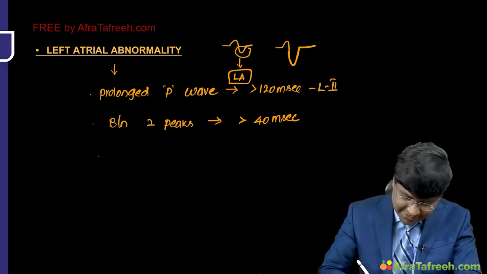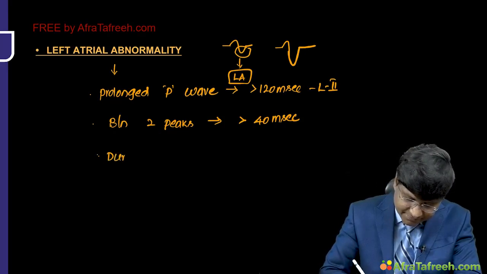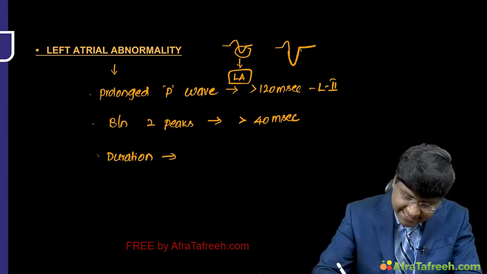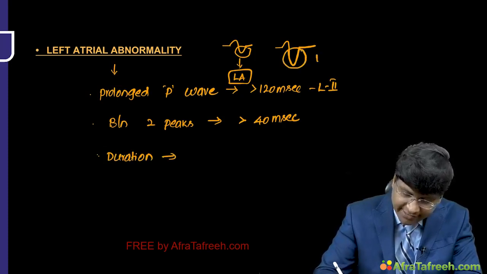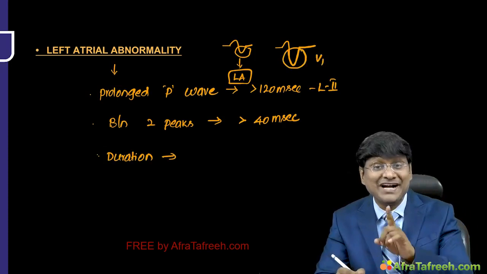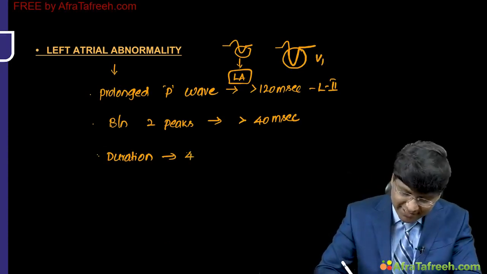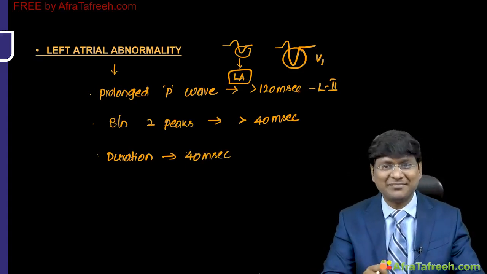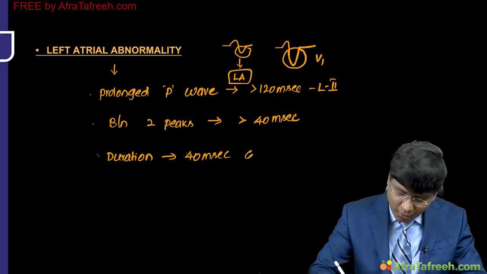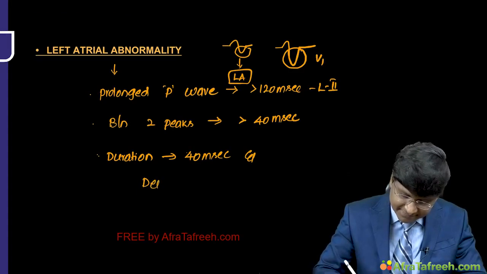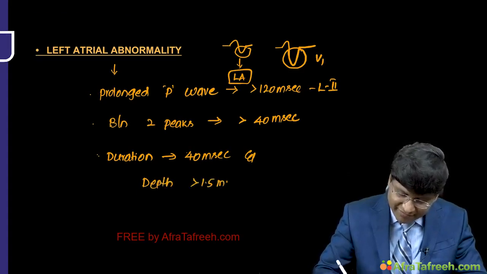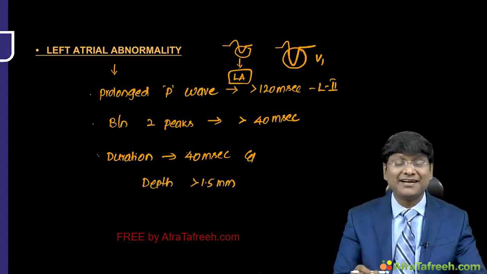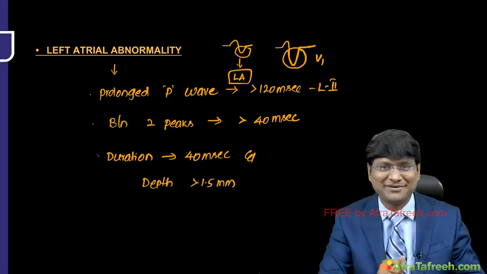So the duration of this negative component of lead V1, how much should it be? It should be more than 40 milliseconds. And what should be the depth? The depth should be more than 1.5 mm for calling it left atrial hypertrophy.